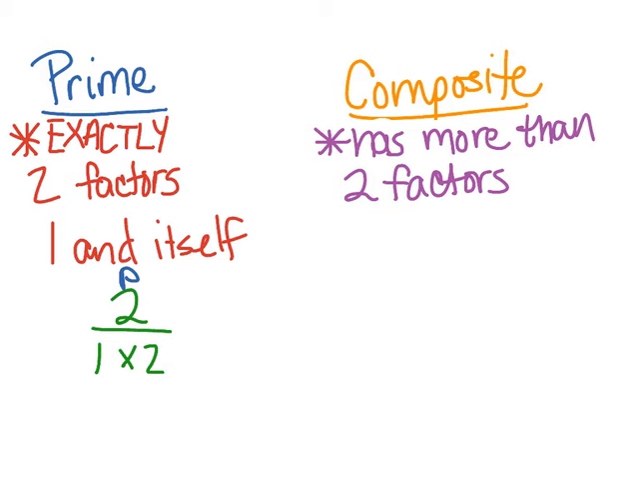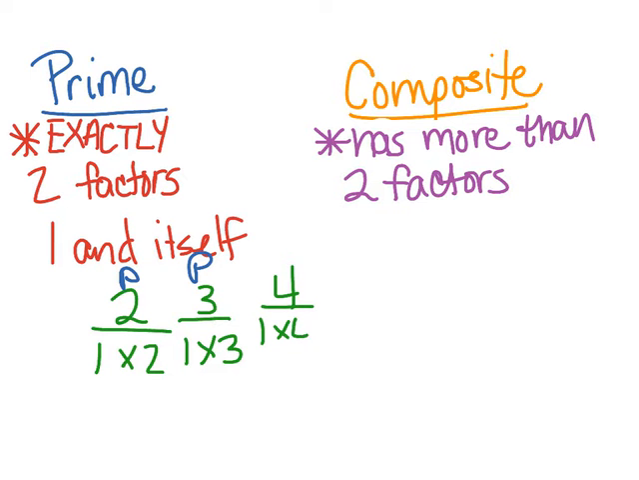Now the number 3. 3 has 1 times 3. There's nothing else besides 1 and 3. So the fact that there's nothing that you can multiply to get to it besides 1 and itself means it is a prime number.